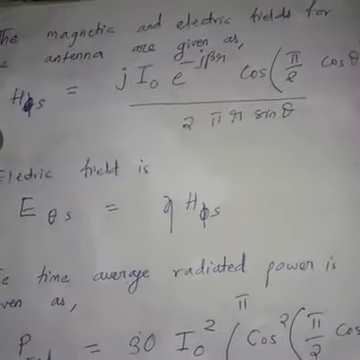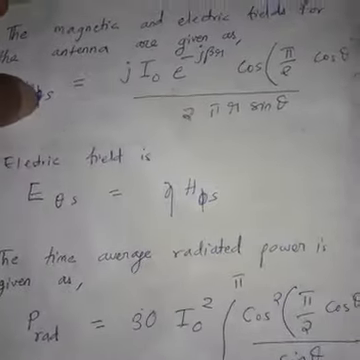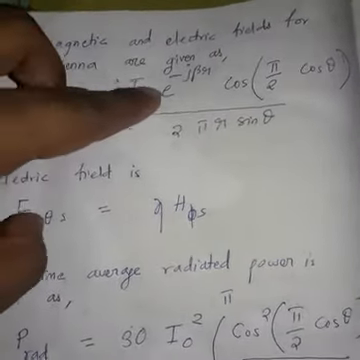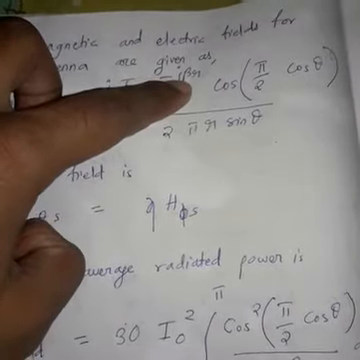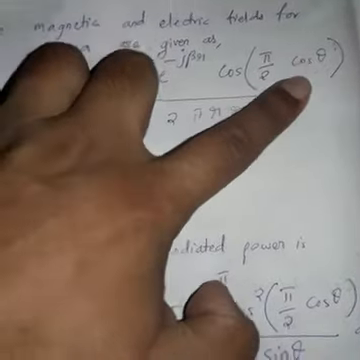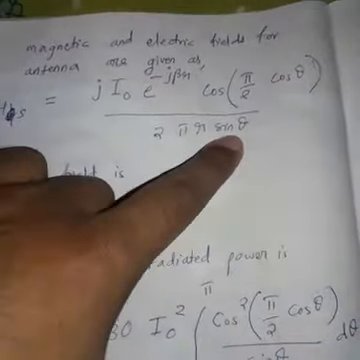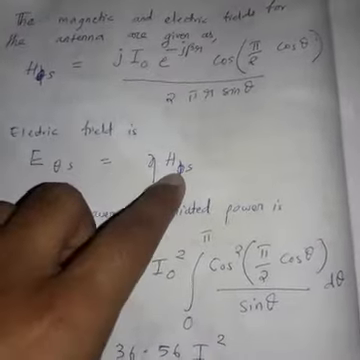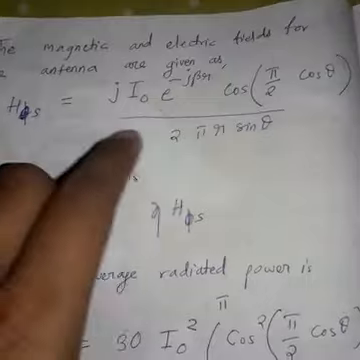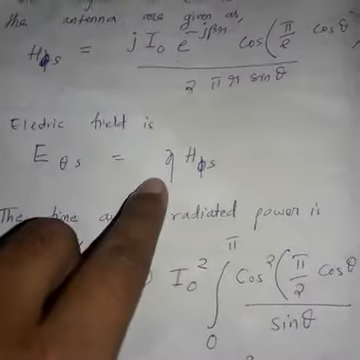You remember the magnetic and electric field formulas. In the magnetic formula, phi is the angle, s means static, I0 is the current, e to the power minus j beta r is the phase term with beta the phase constant, r is the radius, cos of (pi by 2 cos theta), theta is the angle, divided by 2 pi r sin theta. So this is the magnetic field. Similarly, the electric field E theta s is equal to eta, the intrinsic impedance, times H phi s. Electric field and magnetic field are related by impedance. This we already studied in the wave equation.